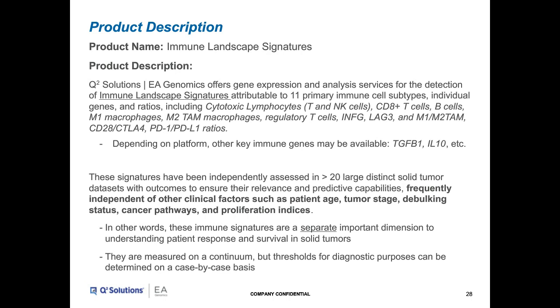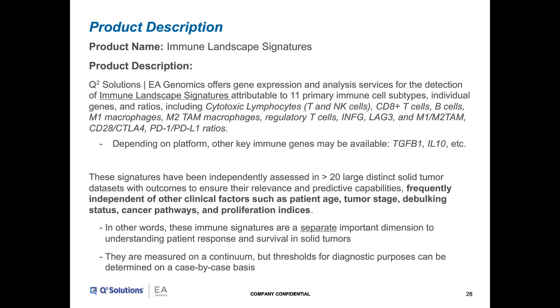These include, again, the cytotoxic lymphocyte immune signature, signatures for CD8 T cells, B cells, M1 and M2 TAM macrophages, regulatory T cells, some important individual genes, as well as the checkpoints. As you saw, some of the checkpoints are often highly predictive of either response to therapy or overall survival. And depending on the platform, other key genes may be available also, such as TGF-beta and IL-10 that are often associated with immunosuppressive features.